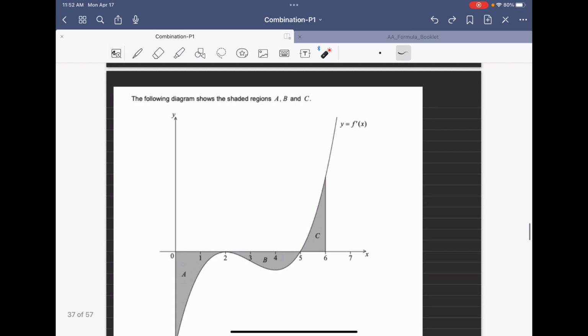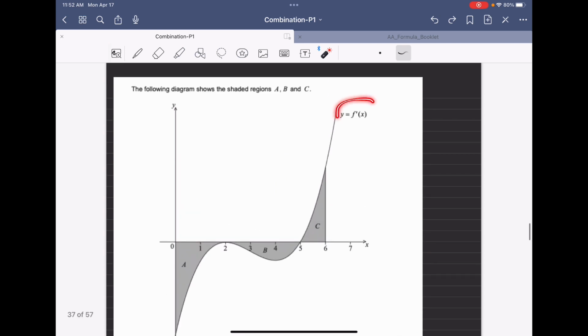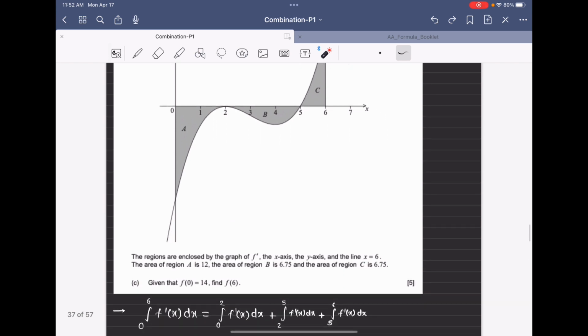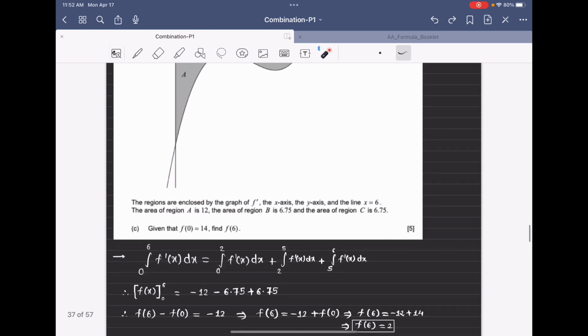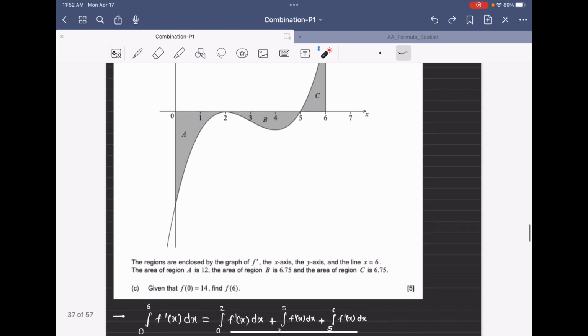Next one. The following diagram shows the shaded regions A, B, C, enclosed by the graph of f dash, that means still this is a graph of f dash, the x-axis, the y-axis and the line x is equal to 6. The area of region A is 12. The area of region B is 6.75, and the area of region C is also 6.75.